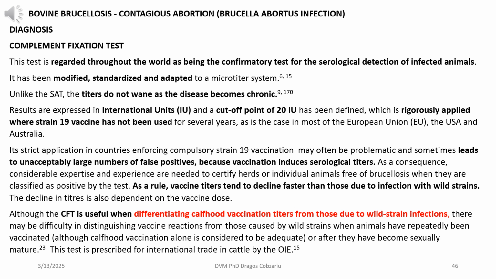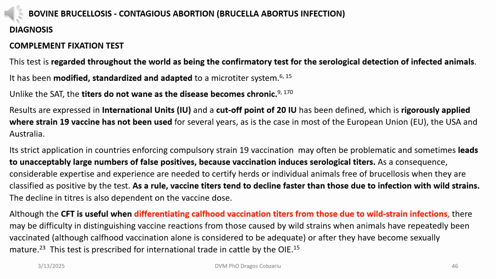which is rigorously applied where strain 19 vaccine has not been used for several years, as is the case in most of the European Union (EU), the USA and Australia. Its strict application in countries enforcing compulsory strain 19 vaccination may often be problematic and sometimes leads to unacceptably large numbers of false positives, because vaccination induces serological titers. As a consequence, considerable expertise and experience are needed to certify herds or individual animals free of brucellosis when they are classified as positive by the test.